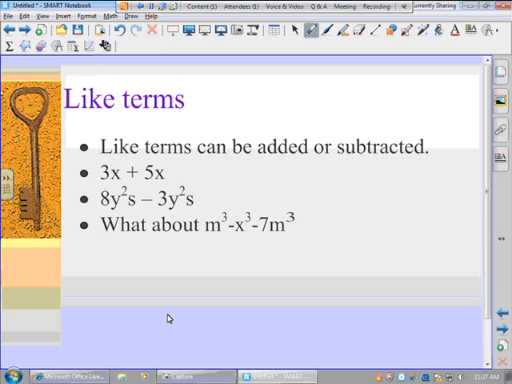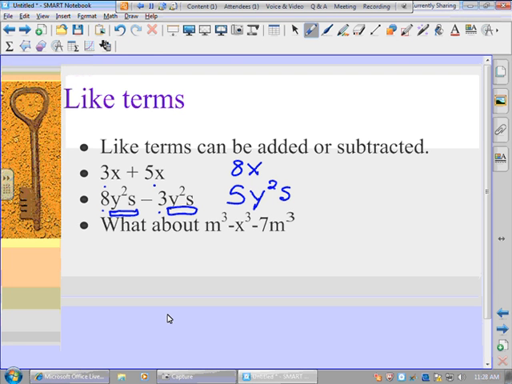Like terms can be added or subtracted. So I've got 3x's and 5x's. That's 8x's. Notice on the next problem, those are like terms because the y squared and s match. The only difference is the coefficient. So 8 of those minus 3 of those is 5 of those, 5y squared s.